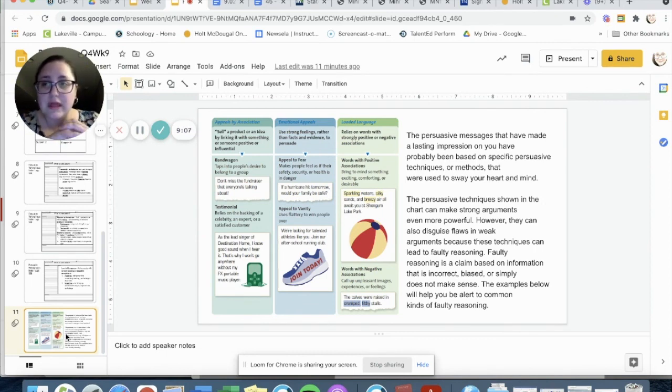So make sure to do that and to submit it, because next week we are going to be using all of this information to analyze a text and decide whether or not they are using quality sources or not.